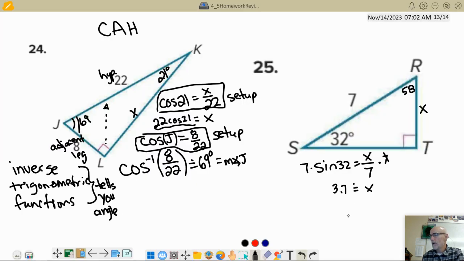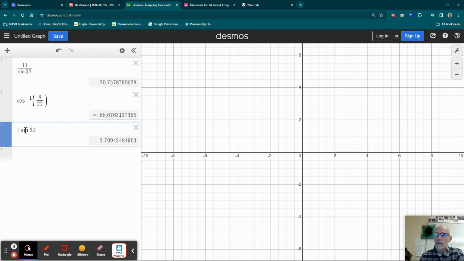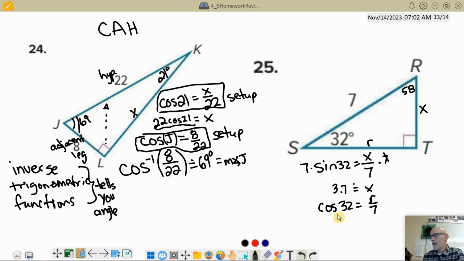So 3.7. And then to find this side right down here, I could call it r, because it's across from angle R. That's what they would usually do, lowercase letters for the side lengths. And I could say cosine of 32 is equal to r over 7, and then multiply both sides by 7. So really all I need to do is jump over here and change this to the cosine function, don't I? And I get 5.9 for my r value. So r comes out to be about 5.9.